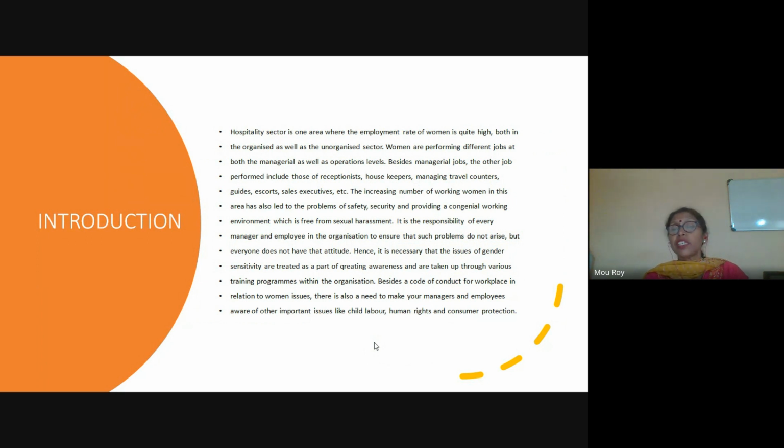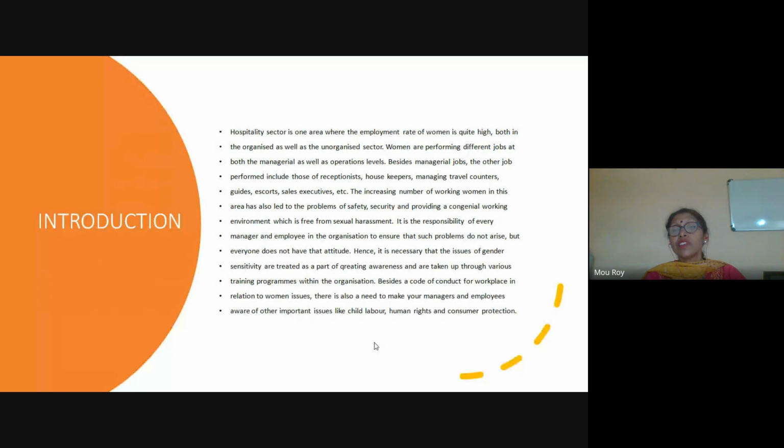Besides the managerial, they perform the job of a receptionist, then housekeeping attendant, then managing the travel agents, then acting as guides or executives, or marketing executives of a tour company, etc.